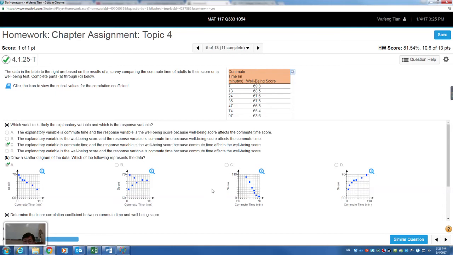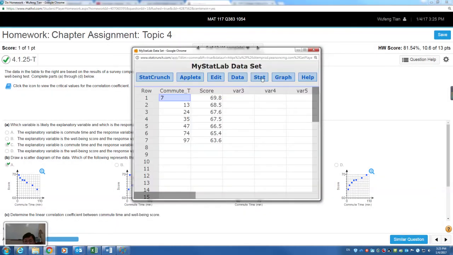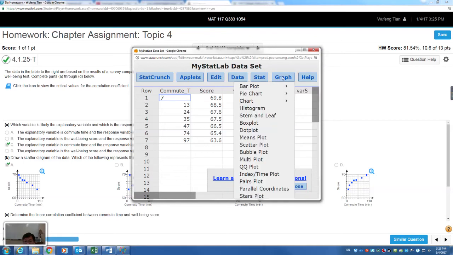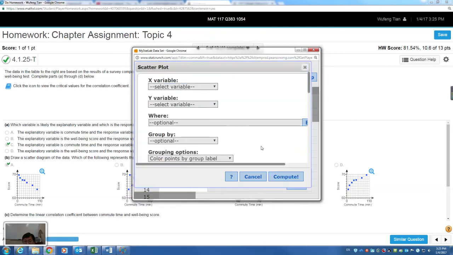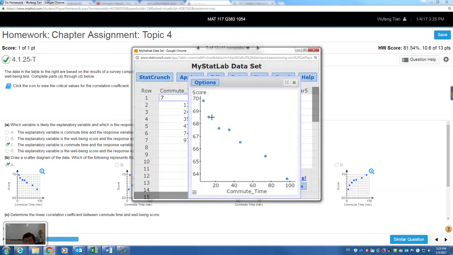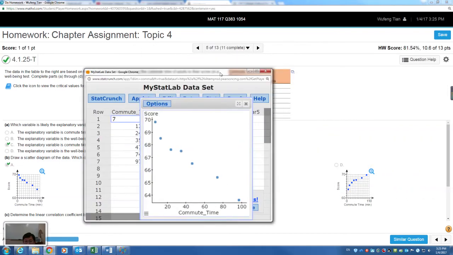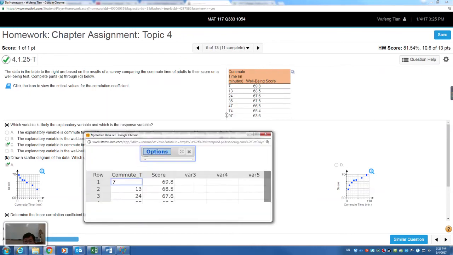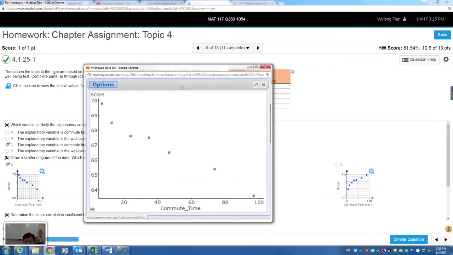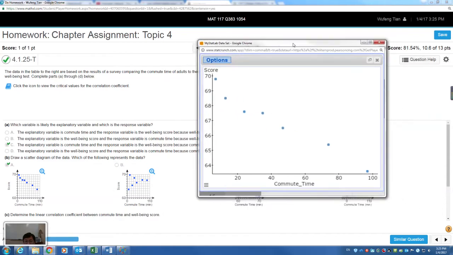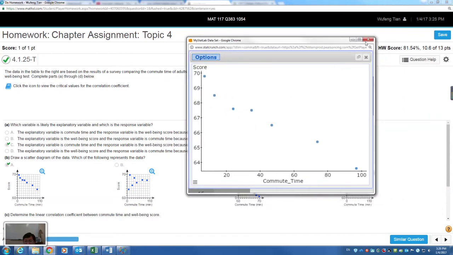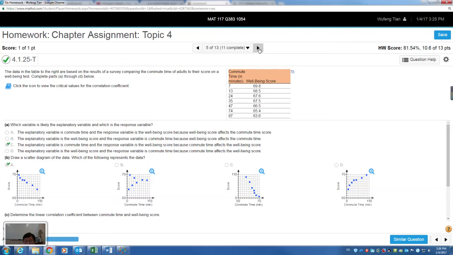So how do you graph this? What you can do, you open StatCrunch, go to graph, and choose scatter plot. Choose x as commute time and y as the well-being score, and you compute. You have a picture like this. Then you compare this picture with A, B, C, D. Only A is the best picture. Okay, so that's for this one.